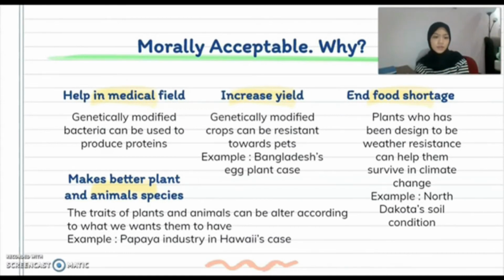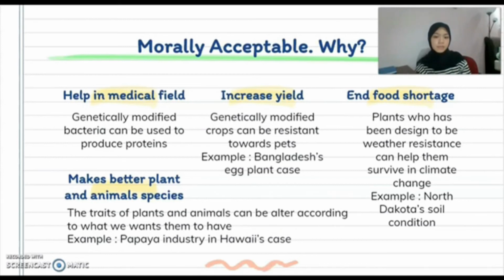Next is food shortage. So plants who have been designed to be weather resistant can help them survive in climate change. Contohnya dekat North Dakota, dia punya condition soil dia basah. So logically they cannot plant jagung dekat sana, but the jagung yang scientist dah genetically engineer dia, they can tanam dekat sana. The seed can survive the soil condition.